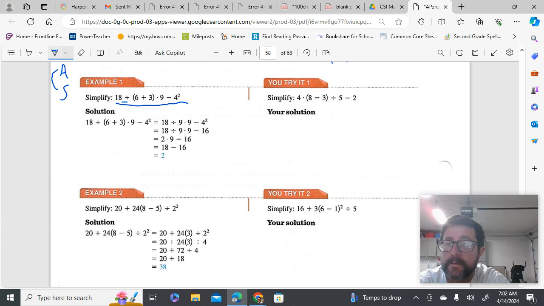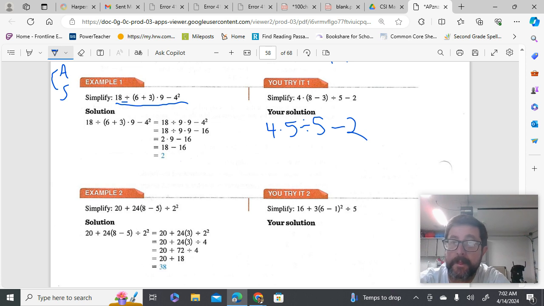Okay, so we have 4 times (8 minus 3) divided by 5 minus 2. I'm going to first simplify what's in the parentheses. So let's get rid of the parentheses. So we go 4 times, what's 8 minus 3? 8 minus 3 would be 5. So we go 4 times 5 divided by 5 minus 2.